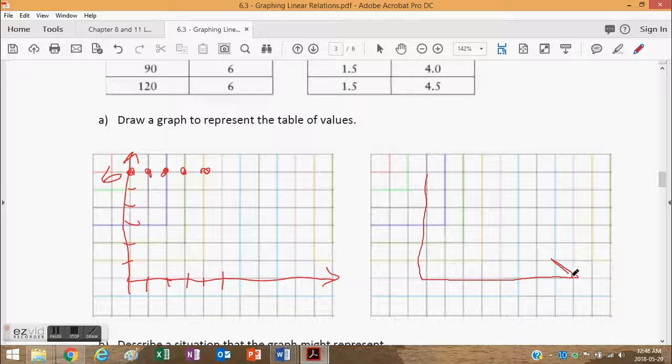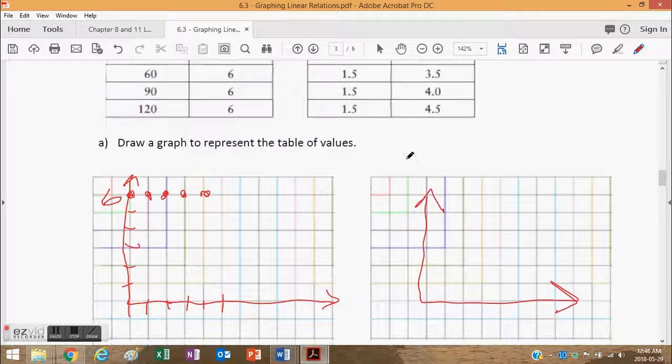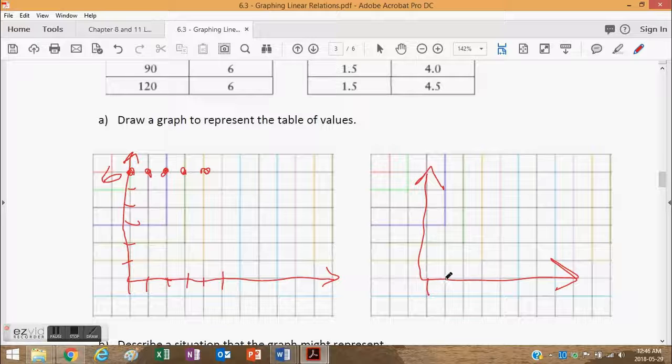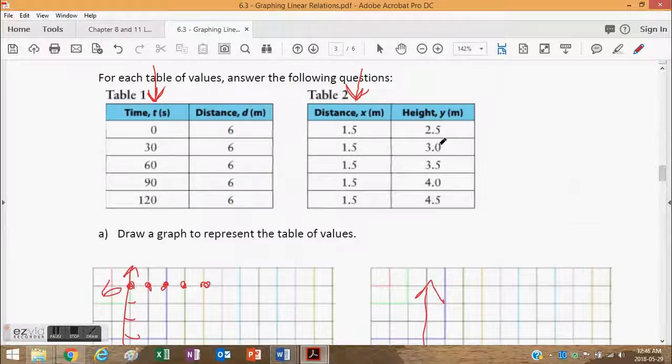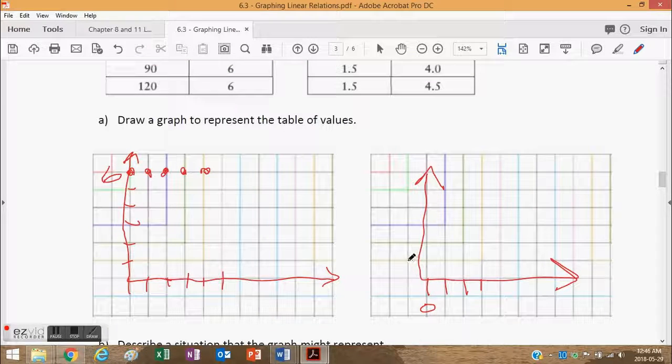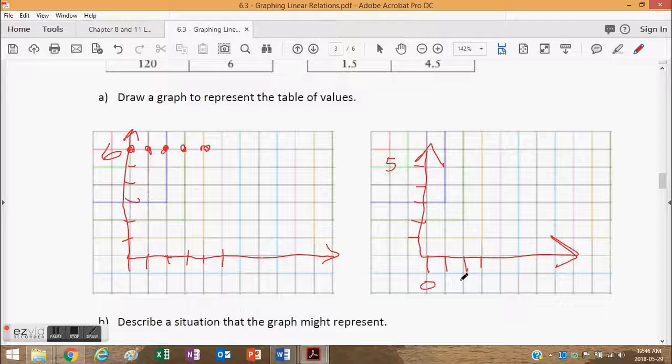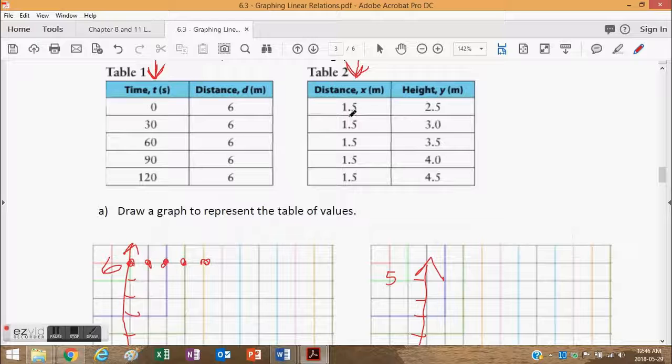Okay. Build our axes again. Everything's positive, so I don't need to make a whole quadrant. So in this case, let's go 0, 0.5, 1, 1.5. And then the height is going to go 1, 2, 3, 4, 5. Like 2 over here. So now the thing is, no matter what our y value is, x is always 1.5.